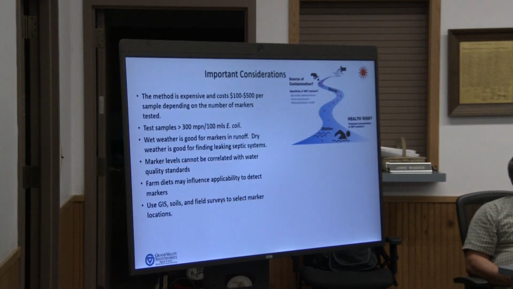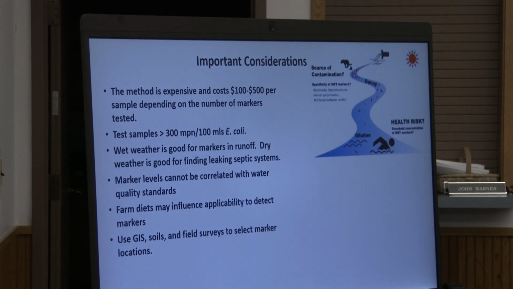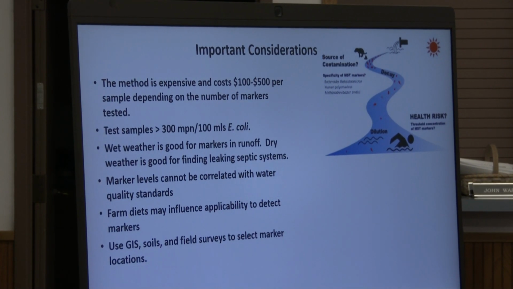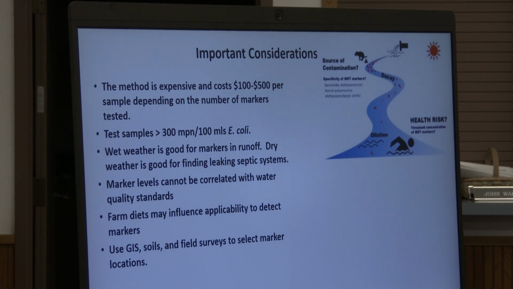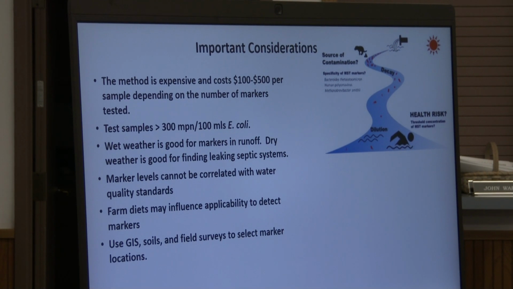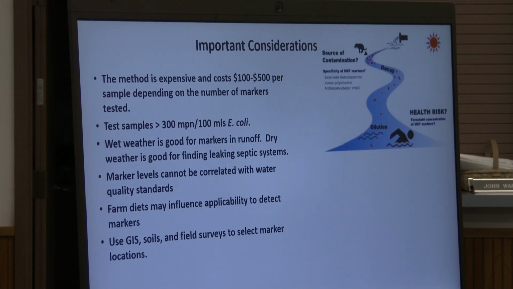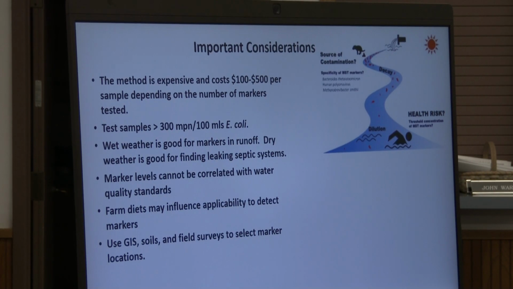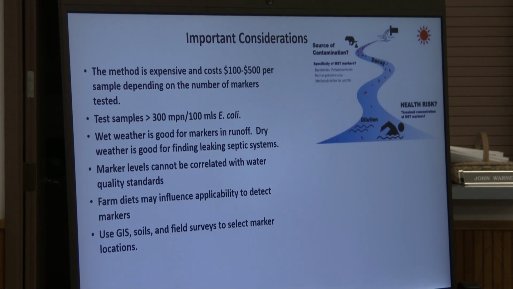So the question is, with these methods, they are more expensive. They cost about $100 to $500 a test, and wet weather is typically good for runoff. Dry weather is good for finding septic systems. So if we sample during wet weather, we're probably going to pick up runoff, and if we sample at baseline levels, we'll probably find more HF183, so we have to do both kinds of studies. And then we also need to pair them with GIS and field surveys to help pick better locations.